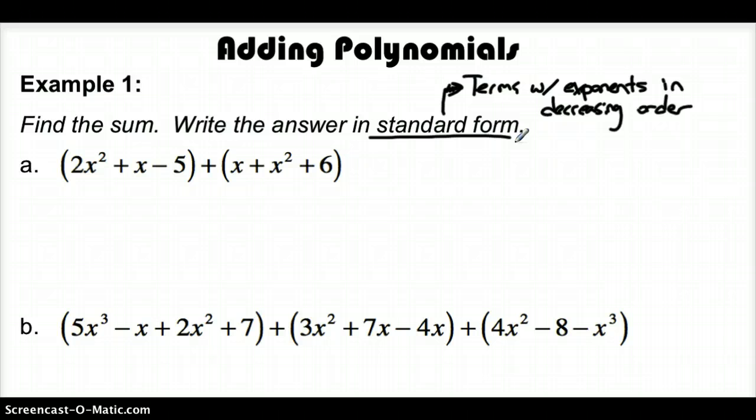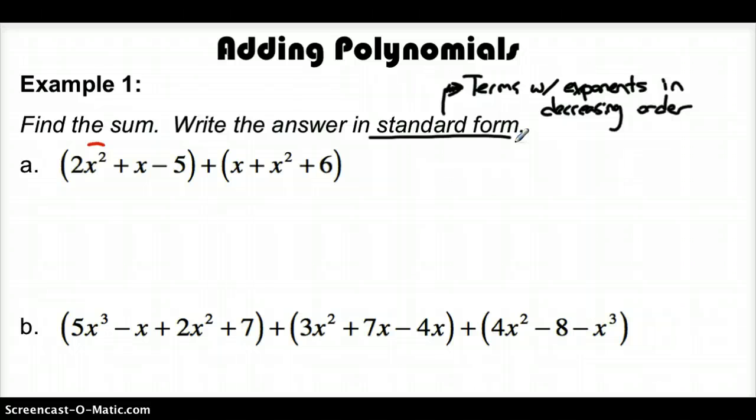Now there's a couple different formats that we talk about when we're actually adding polynomials. The first one we're going to do in a horizontal format, and then the second one we'll do in a vertical format. For the first one, I see that 2x squared plus x plus 5 has a degree of 2. Then x plus x squared plus 6 also has a degree of 2. It looks like the first one's in standard form, the second one's not, but let's just do this.